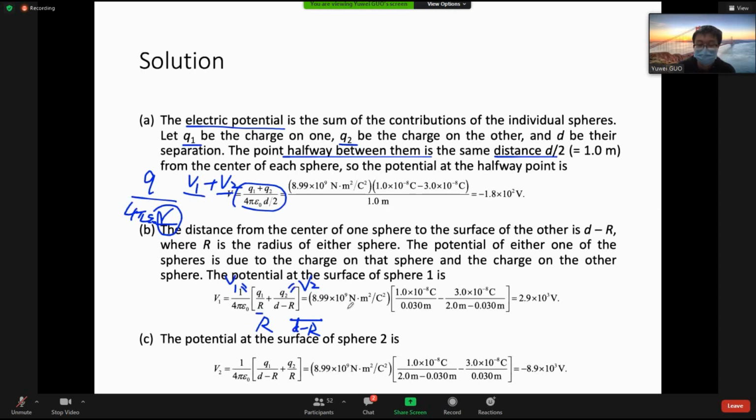So this can also be easy to calculate the potential. Question 3 is the same. You only need to change the distance of V1 and V2, because the site is different. It's on the surface of sphere 2. So for the V2, the distance is equal to R, and for the V1, it is equal to D minus R. This is the only difference.